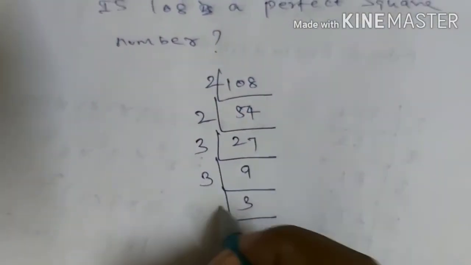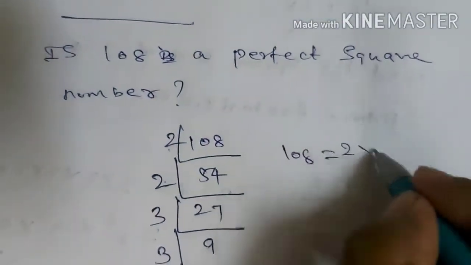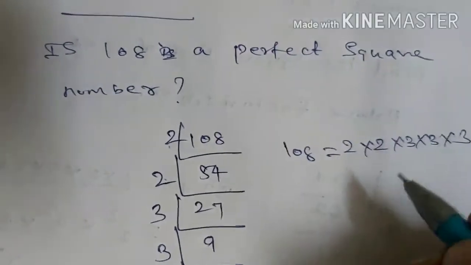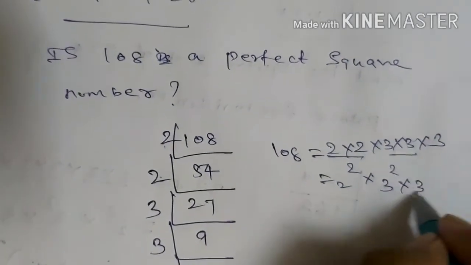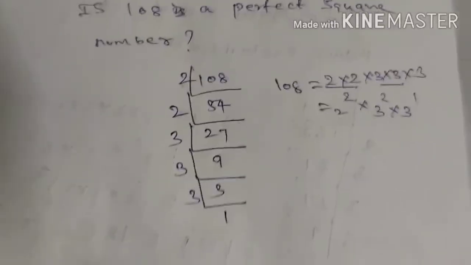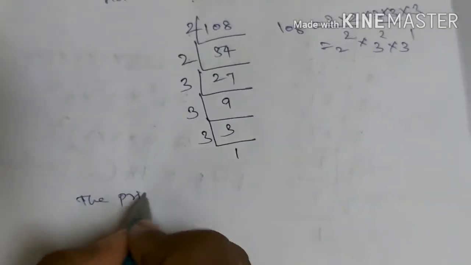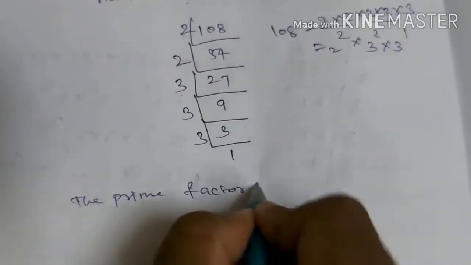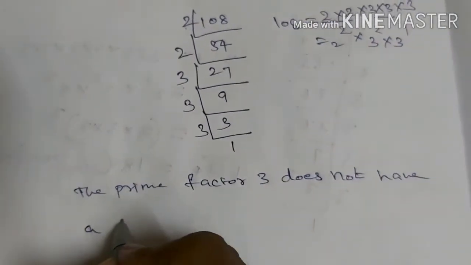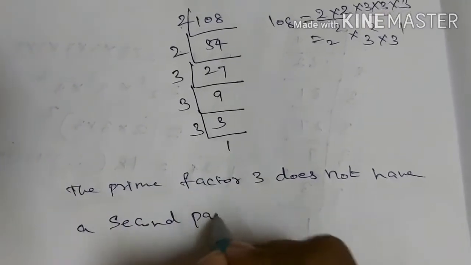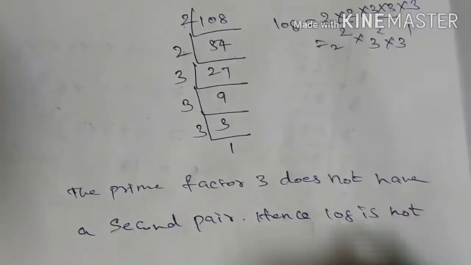So 108 equals 2 times 2 multiply 2, 3 times 3 multiply 3 multiply 3. So write the pairs: 2 power 2, another pair 3 power 2, and another 3 power 1. So here one 3 is missing. The prime factor 3 does not have a second pair, hence 108 is not a perfect square number. If one extra 3 had come, then it would be a perfect square. So this 108 is not a perfect square.